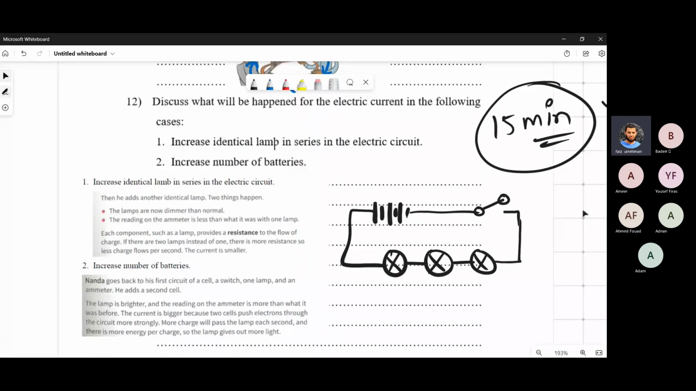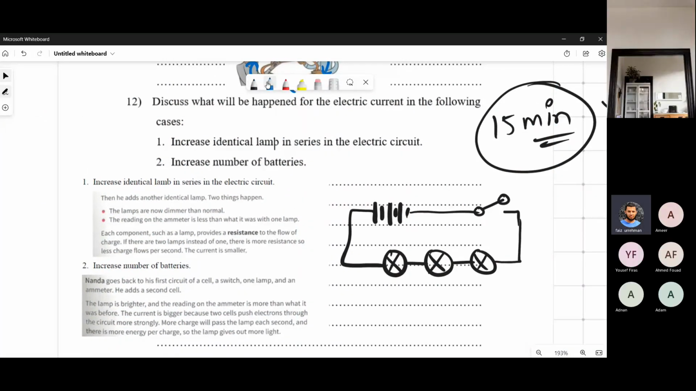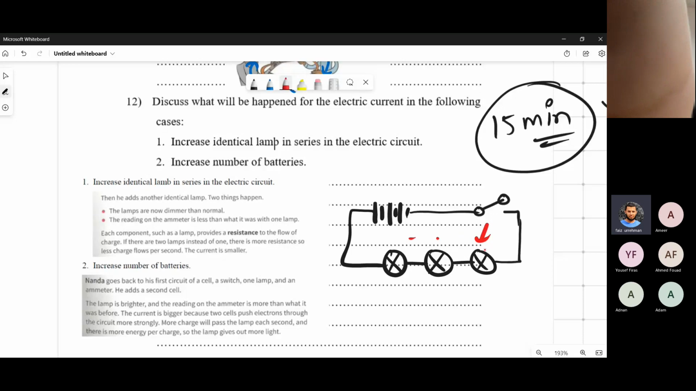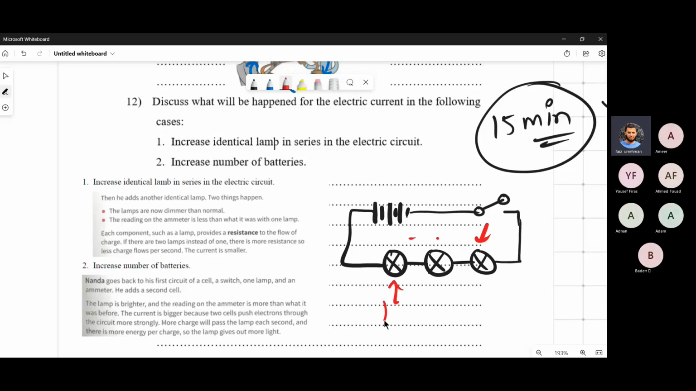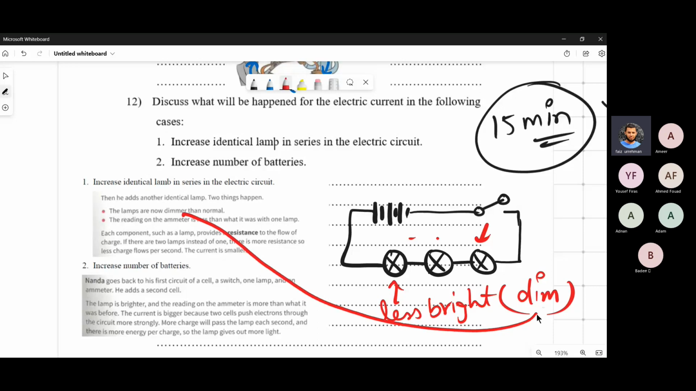Okay. Now there are the things given that I already told you. What will happen if there are two lamps now, and if you increase one more lamp, what will happen? They will become less bright, or they will become dimmer. Less bright means what? Dimmer. Okay. Now this is what they have used here. The lamps are now dimmer.